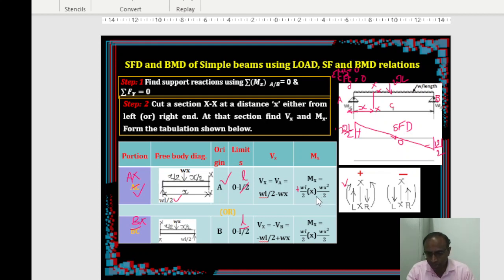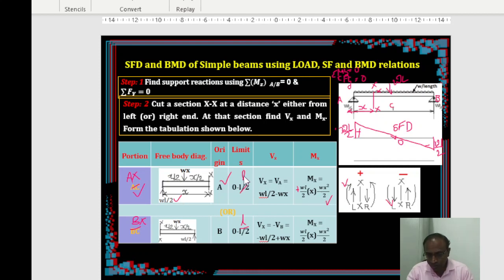WL by 2 times X for the first load. The second load, Wx times X by 2, right? And this is acting in this direction, right? So this is the direction of that particular moment, which is going to be negative. So put negative for that. So minus Wx square by 2. So you substitute here whatever the limits you want. This is the expression for bending moment.